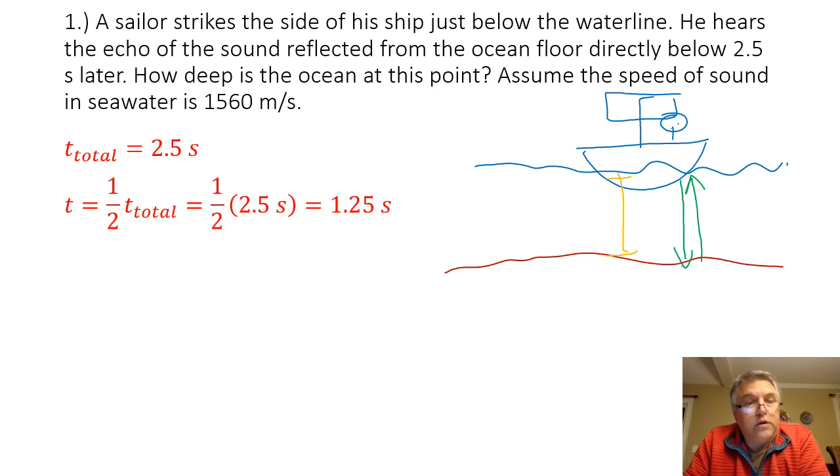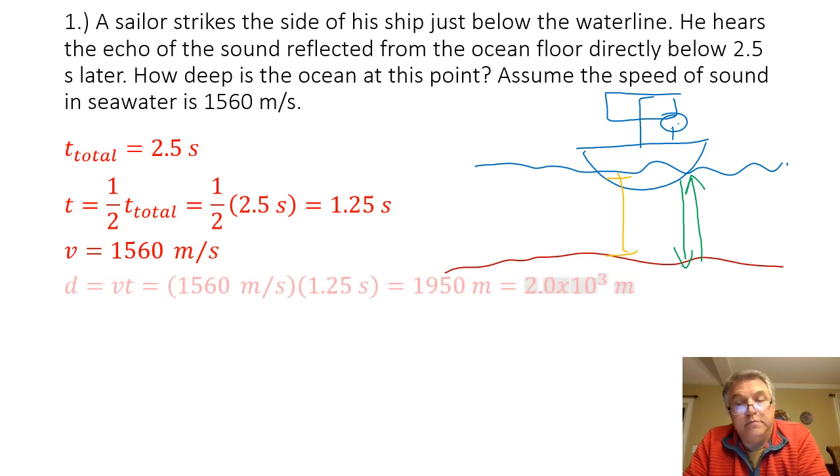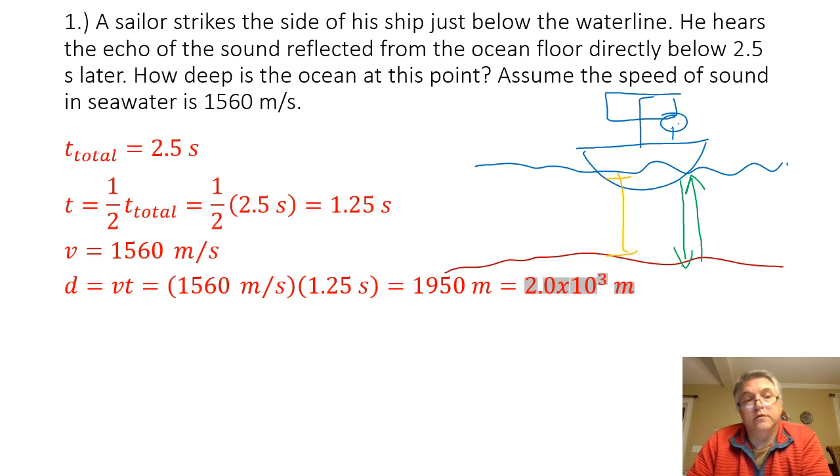So the time I'm going to use is 1/2 of the total time. So 1/2 of 2.5 seconds is going to equal 1.25 seconds. I know my velocity is 1,560 meters per second. So now I have the time and I have the velocity. I can find my distance because I know the distance is equal to the velocity times the time.